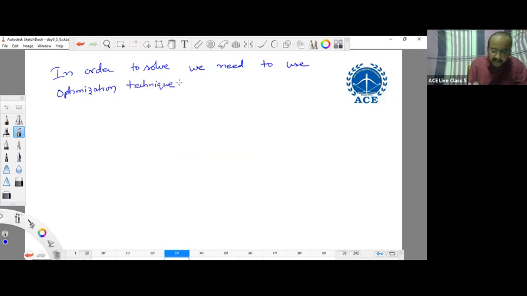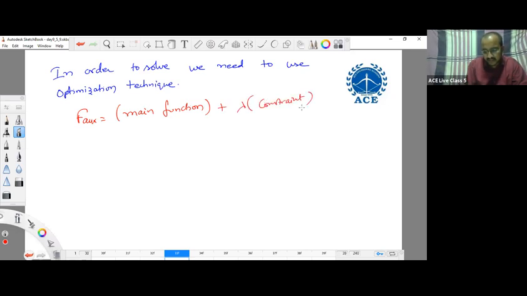What does this optimization technique say, sir? According to this optimization technique, we need to construct an auxiliary function which includes the main function which is to be minimized, and a constraint that is to be satisfied. So here we are using the optimization technique.